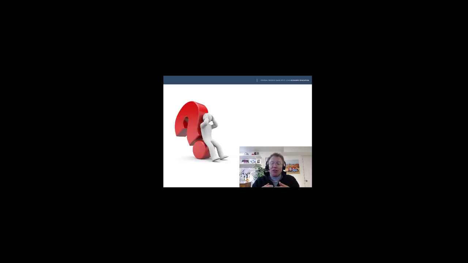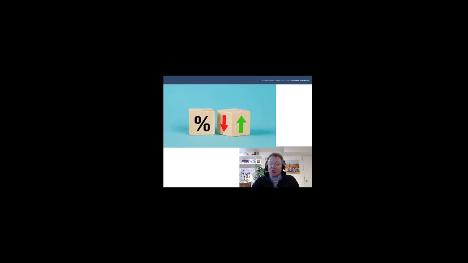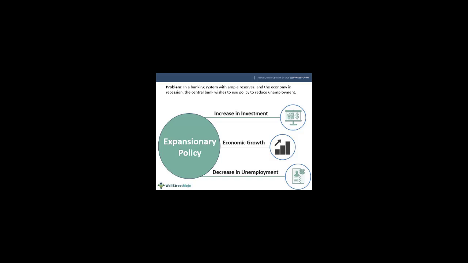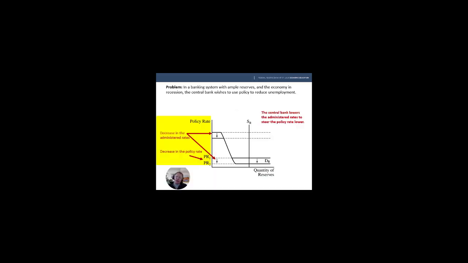Given the economic conditions, how does the central bank conduct monetary policy? And what's the goal of monetary policy? It is to achieve full employment and price stability. What will the central bank do? The central bank will lower the administered interest rates in order to steer the policy rate lower. Policymakers might decide to use expansionary monetary policy to provide stimulus for the economy. So what would policymakers do? Policymakers would decrease the central bank's administered interest rate in order to achieve a lower policy rate.